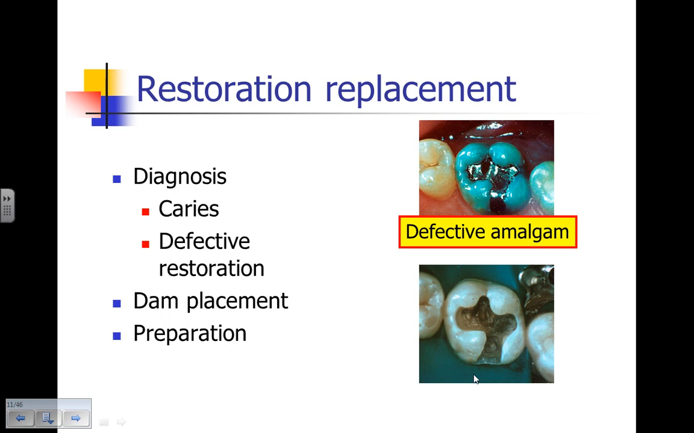So our diagnosis for replacement will be based upon caries, recurrent caries, defects due to marginal ditching or fracture. We'll still be doing our dam placement and our preparation. The dam and isolation in the posterior is very critical for composite. And if you're not using the dental dam, in fact, you'll be putting those restorations at risk for premature failure.